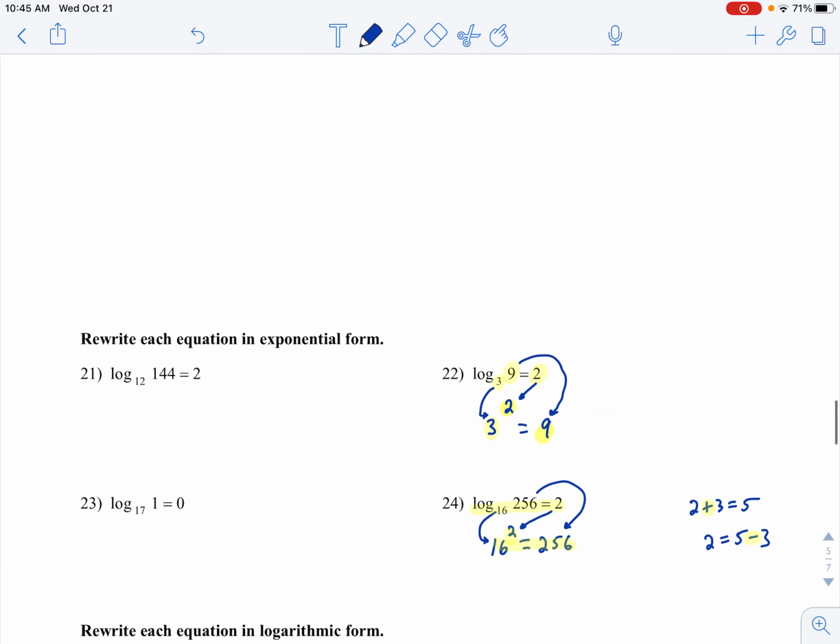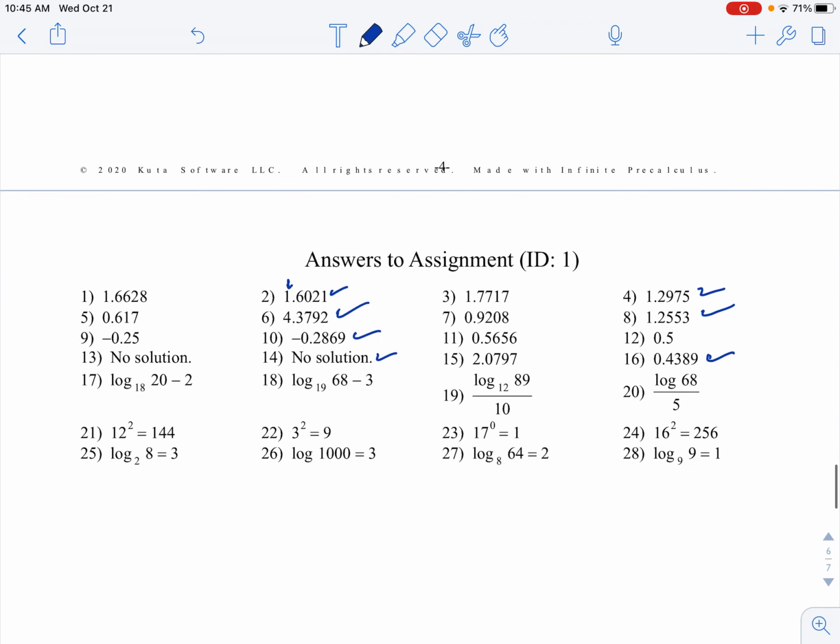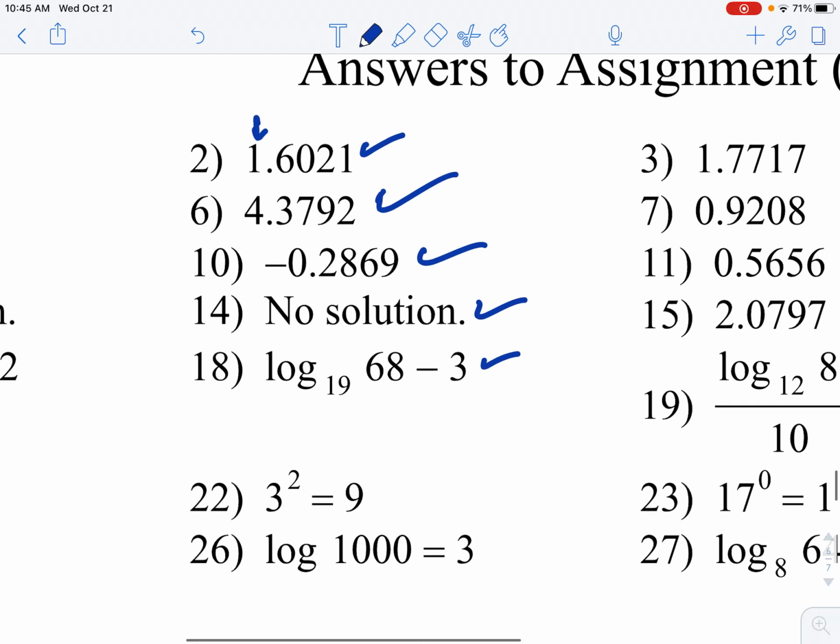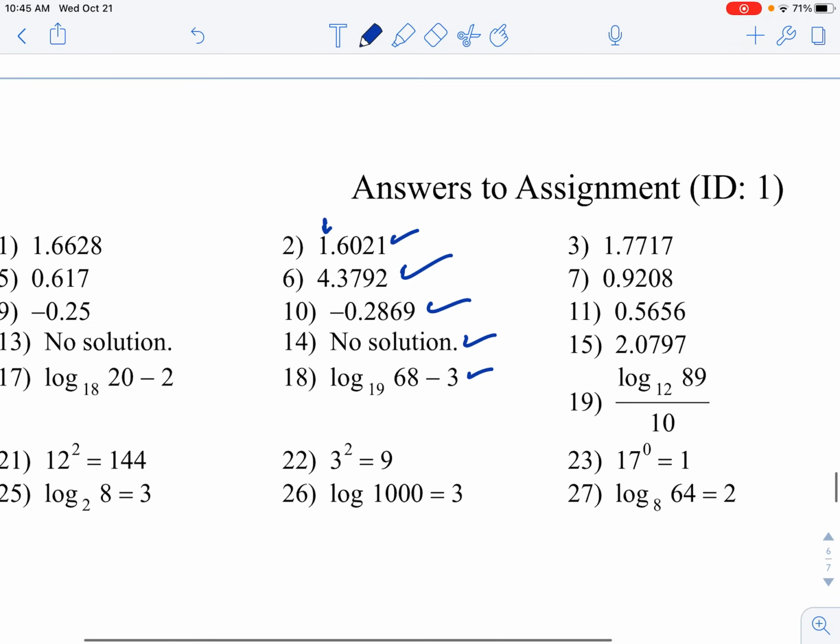Don't believe me? Let's check. Number 18, there it is. Log base 19 of 68 minus 3. Notice we didn't do 68 minus 3 and get 65 because this is technically grouped together. It's an order of operations thing. You can't subtract the 3 unless this has already been worked out. But since we're doing exact answers, we're not working it out, so you just leave the answer like that.